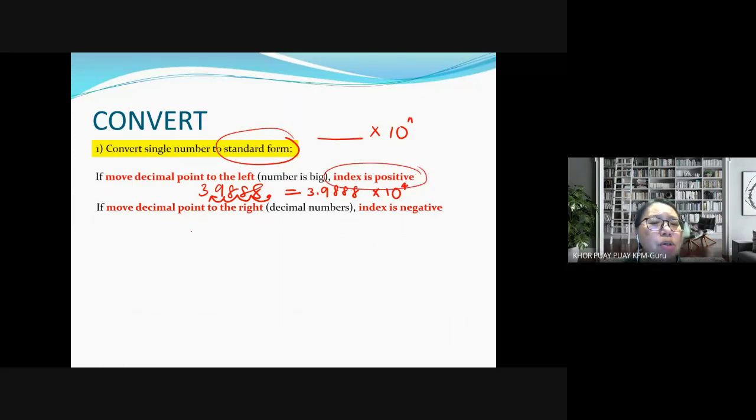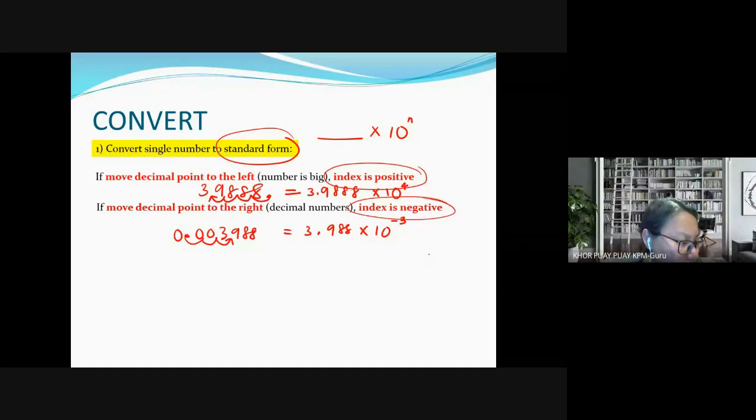Now, let's say you have a number 0.003988, for example. I want to change this to standard form. How do I do it? This point must move to the back. Go backwards, 1, 2, 3, stop, and you will get 3.988 times 10 power of something. How many steps did you move? You moved 3 steps backward. You must have a negative index. So this is how you express, convert or change a number to standard form.